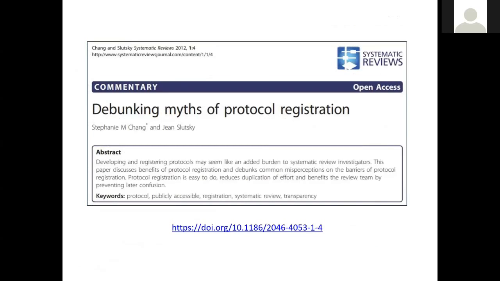This is a very interesting paper by Chang and Slutsky. It was published in Systematic Reviews. I would encourage the participants to go through this commentary. It debunks the common myths about protocol registration, what are the various steps involved, and so on.